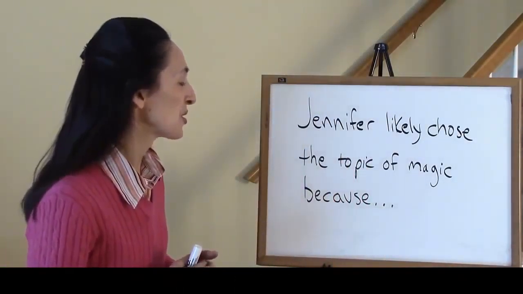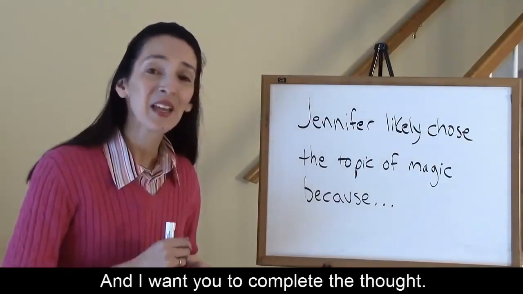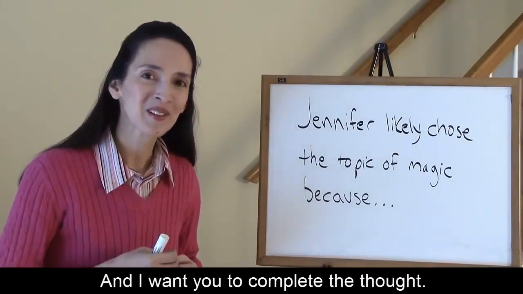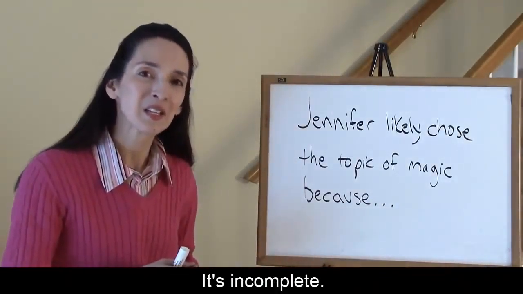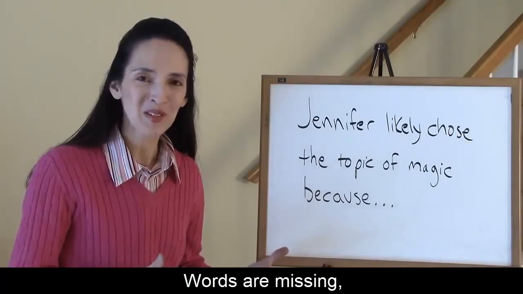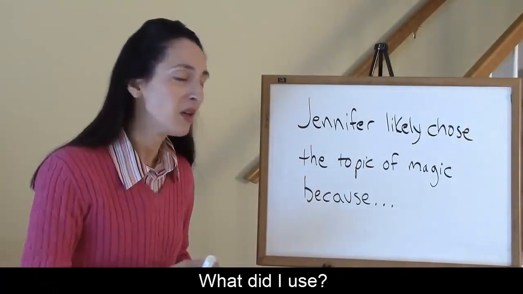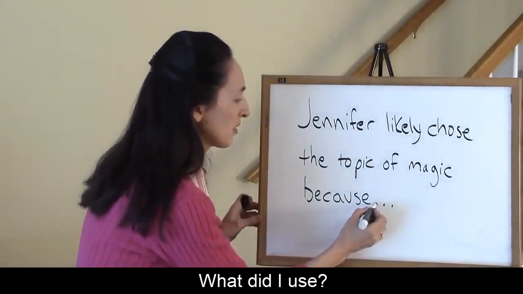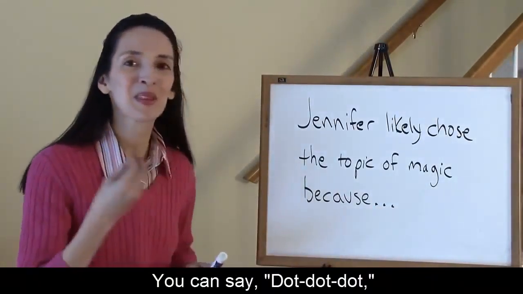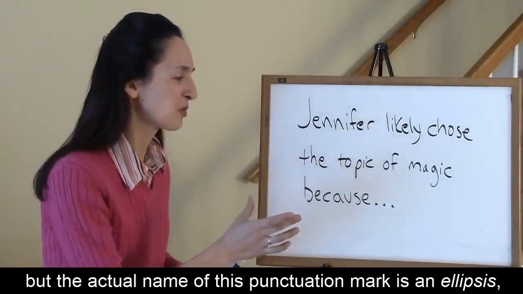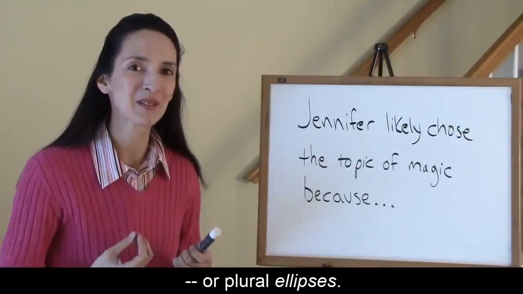Jennifer likely chose the topic of magic because... and I want you to complete the thought. I didn't finish the sentence. It's incomplete. Words are missing, and I want you to come up with those words. What did I use? Dot, dot, dot. You can say dot, dot, dot, but the actual name of this punctuation mark is an ellipsis, or plural ellipses.